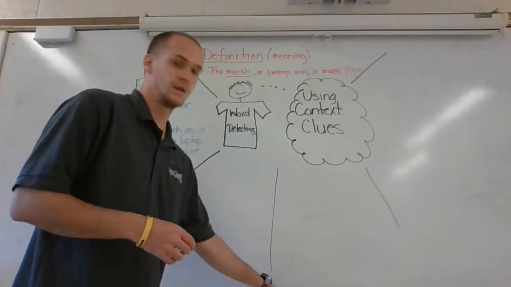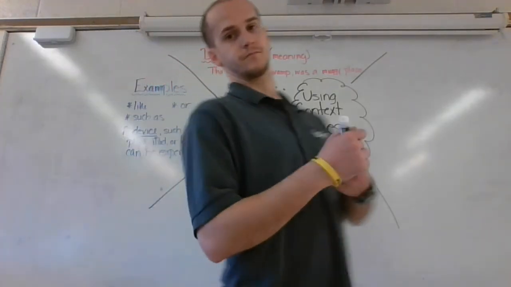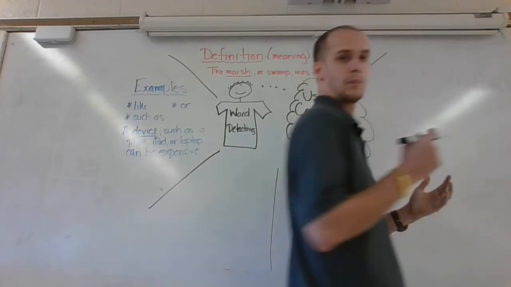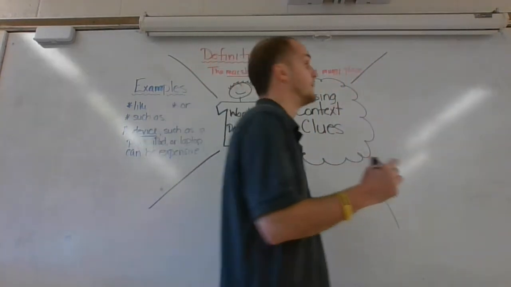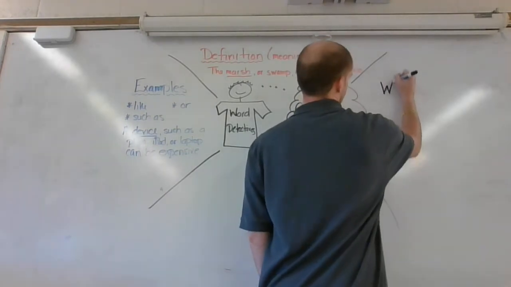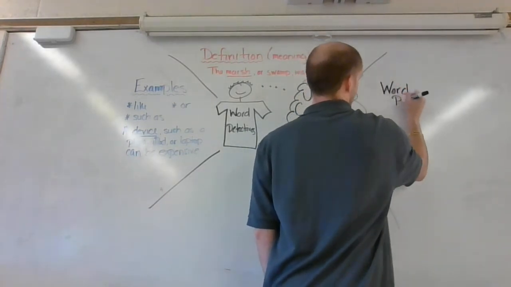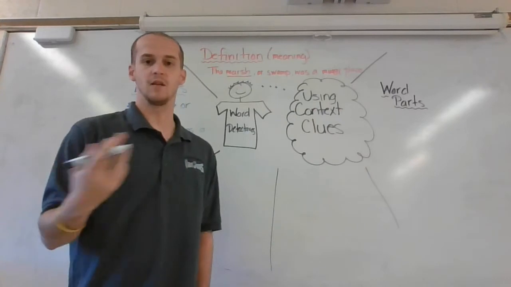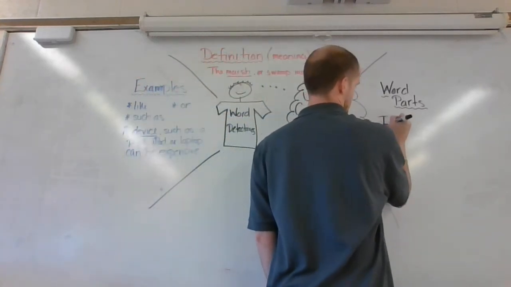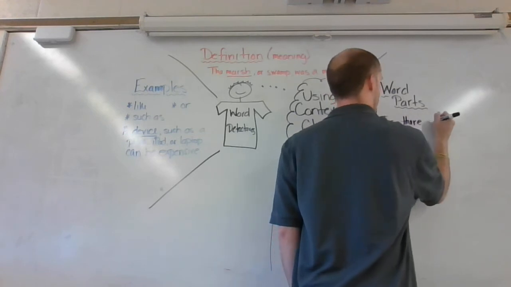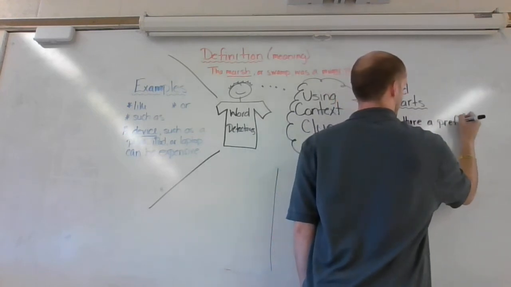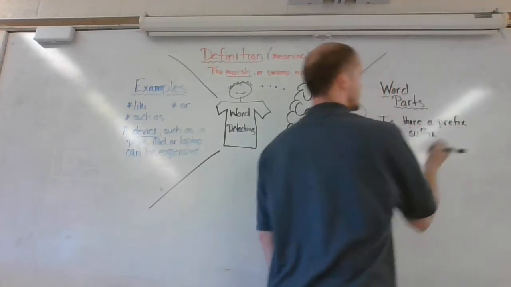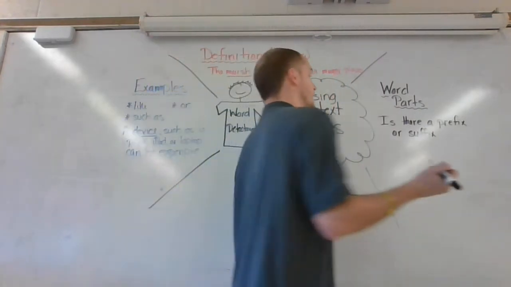The third one is word parts. Now this is the one that we've practiced before when I give you those stem lists with all the partial words, and you'll get a new stem list every week. But that's because you can use word parts to determine the meaning of words. So is there a prefix or suffix or even a root word?